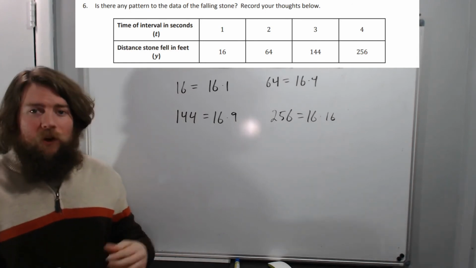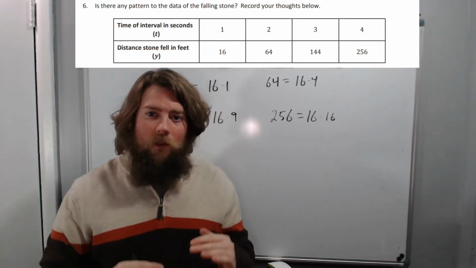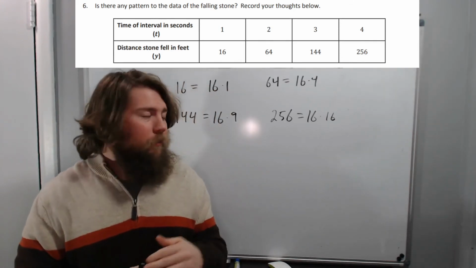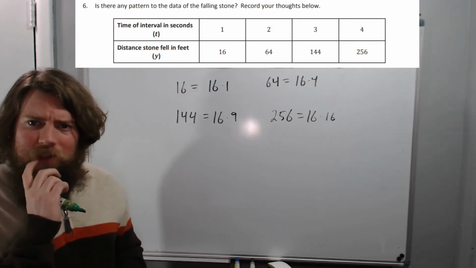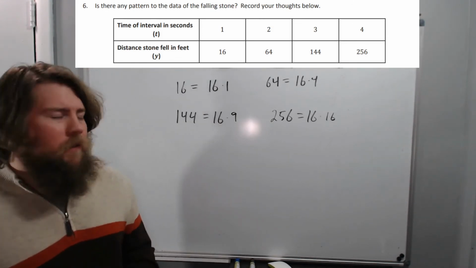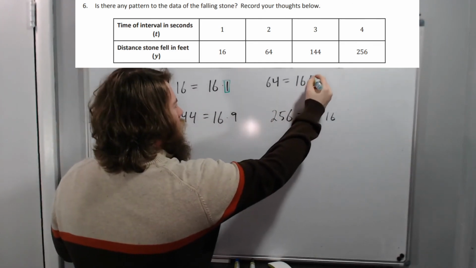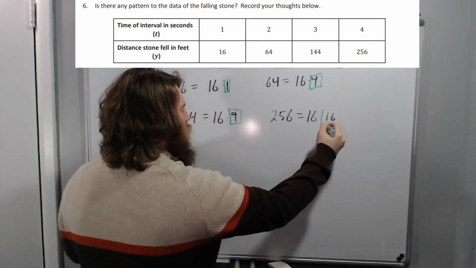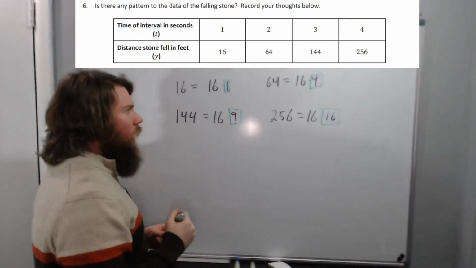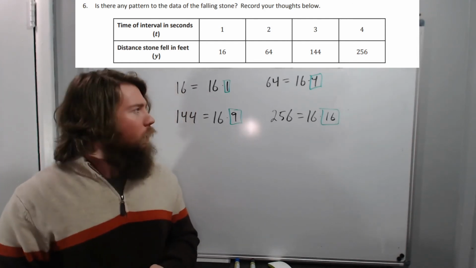So if you got this far, great. That's awesome. I am super happy with you if you guys got this far. But we're not quite there yet, okay? So let's look at these numbers that we're multiplying by 16. So we've got 1, 4, 9, and 16. What could possibly be special about that sequence of numbers?